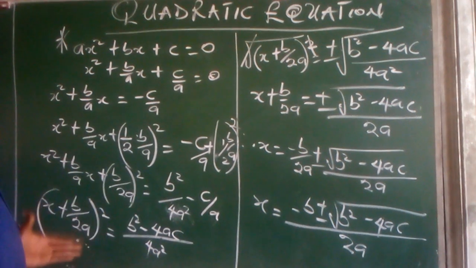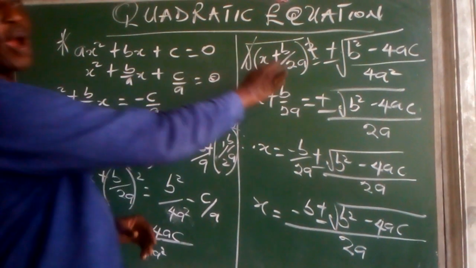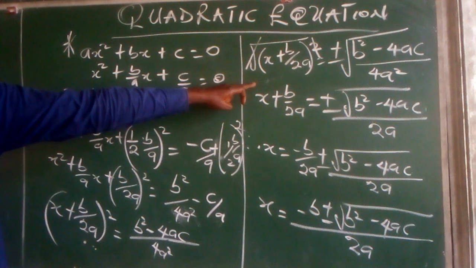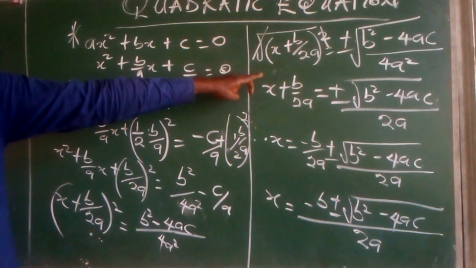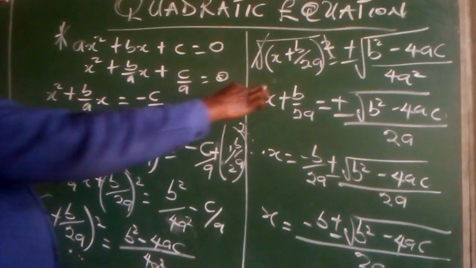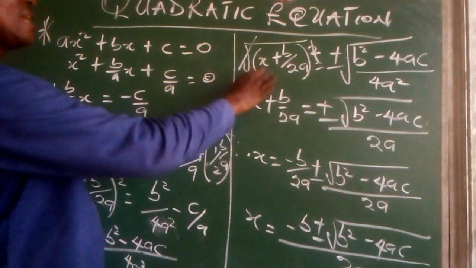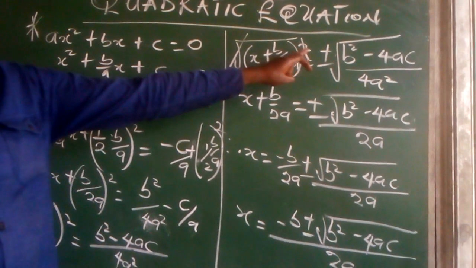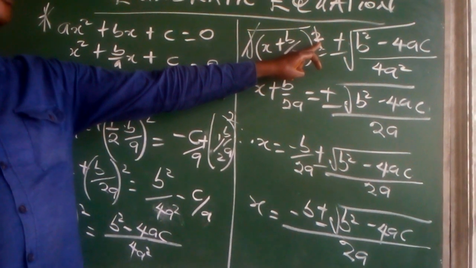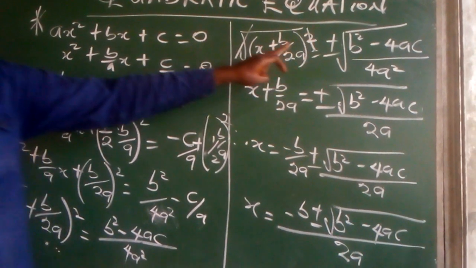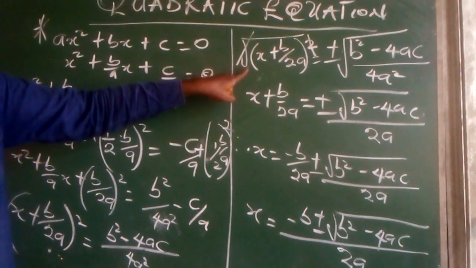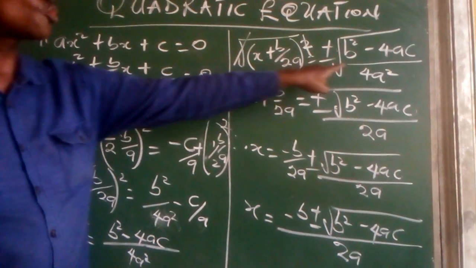Now, we progress to find the square root of both sides. The operation that will nullify the square is the square root function. Introduce the square root here and introduce the square root here.